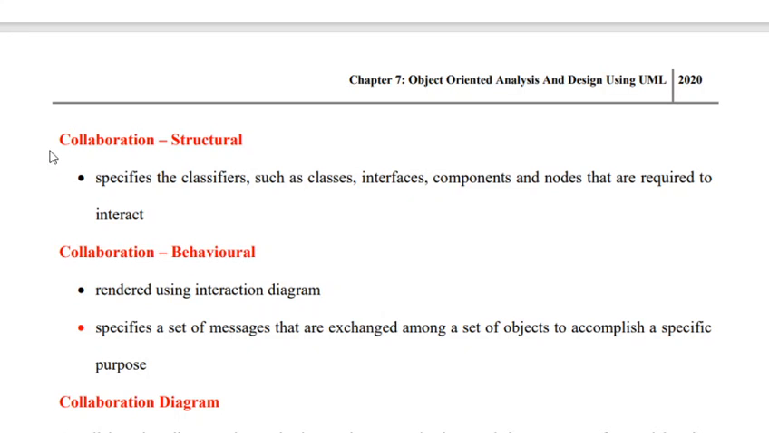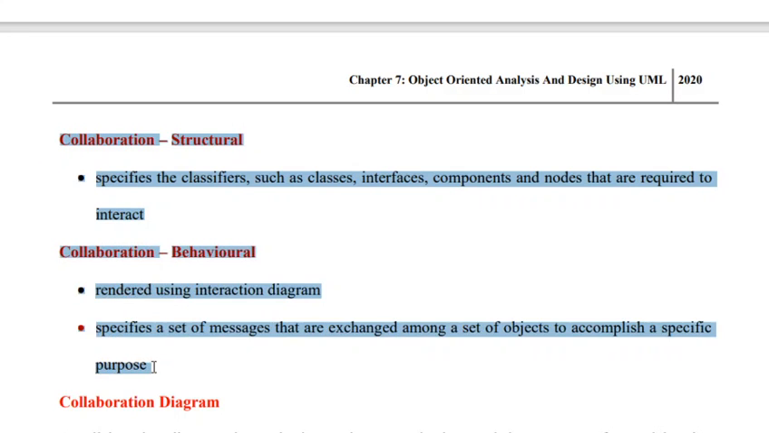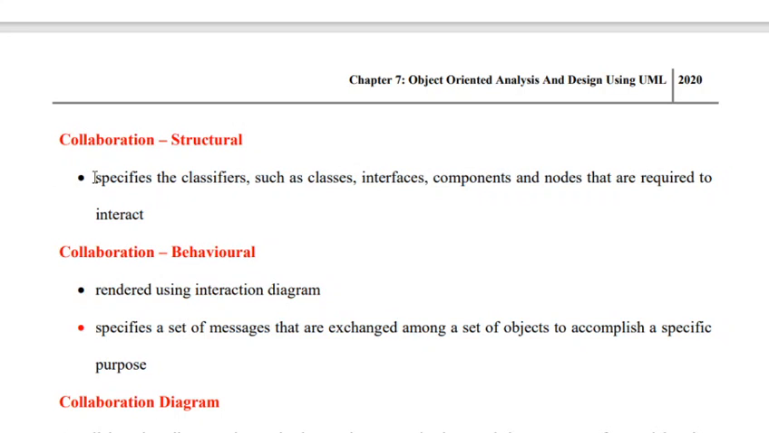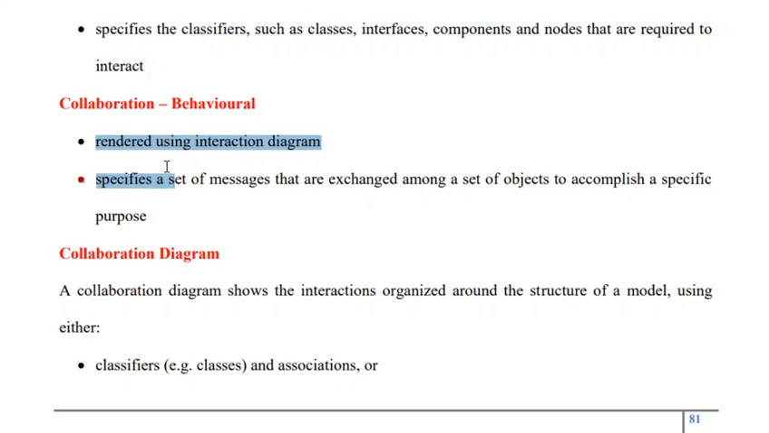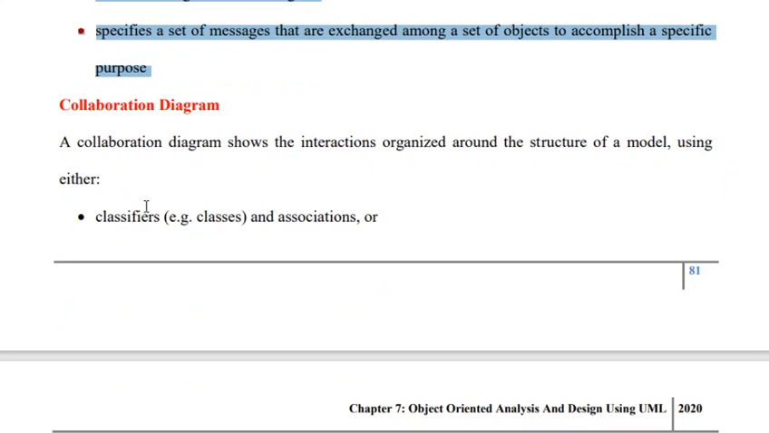As we have learned in the past, collaboration is capable of exhibiting both behavioral as well as structural aspects. So it specifies classifiers or classes such as class, interface, components and nodes that are required to interact in order to realize a particular business, and it's rendered using an interaction diagram because it specifies the messages that are exchanged between the objects in order to accomplish a given purpose. So collaboration is capable of representing both structural as well as behavioral aspects of a given system, right? That is what is represented in a collaboration diagram.